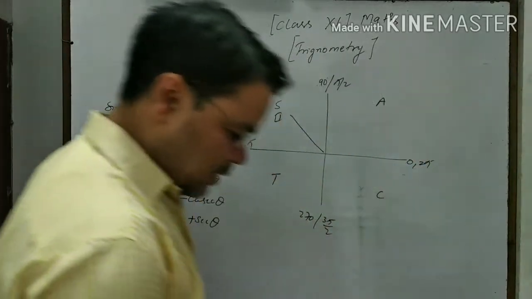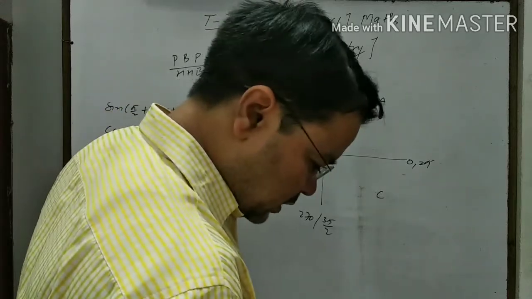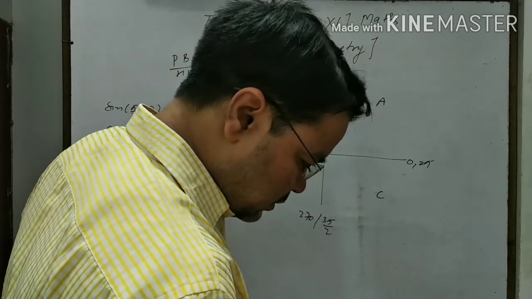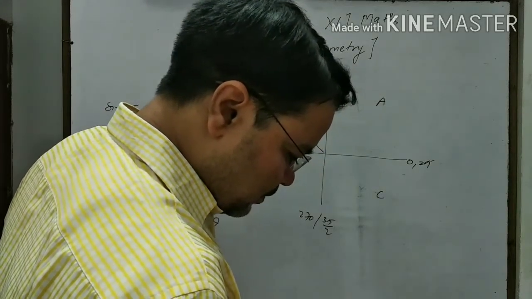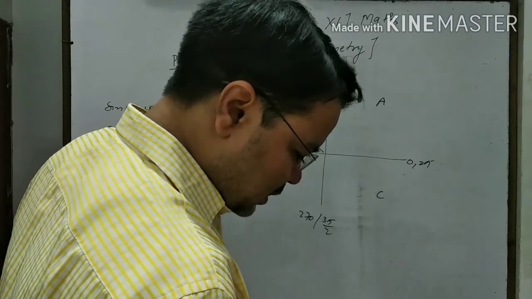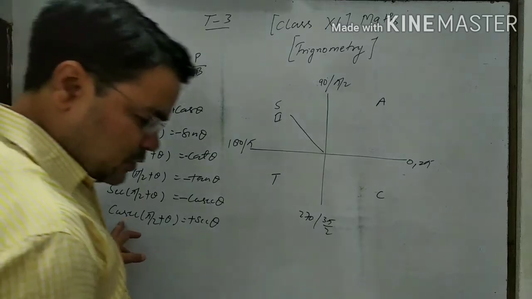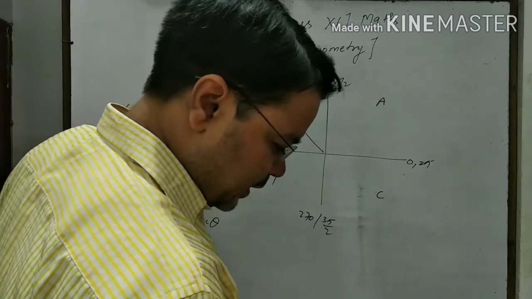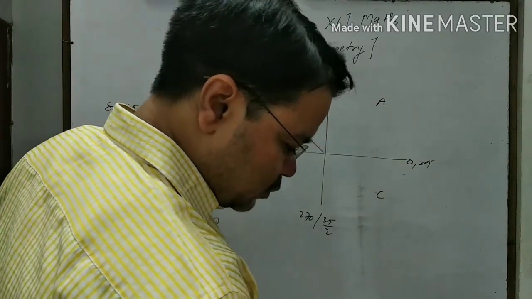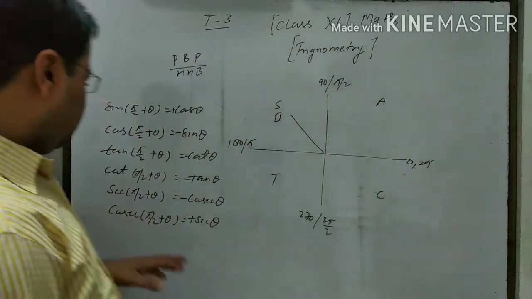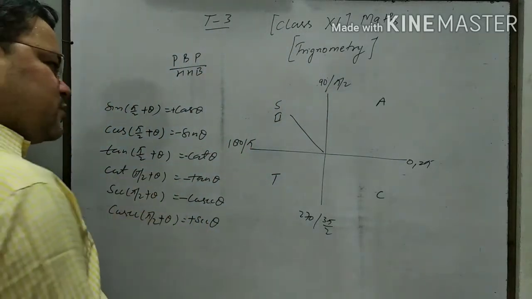Okay. Cosec of pi by 2 plus theta will be in the second quadrant. Only sine and cosec will be positive and the others will be negative. Just like sec of pi by 2 plus theta will be minus cosec theta.